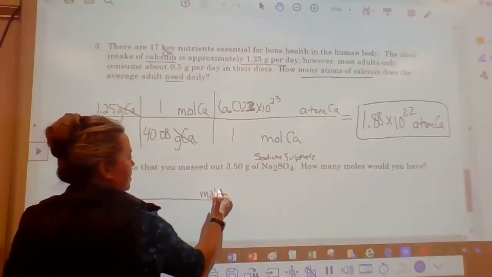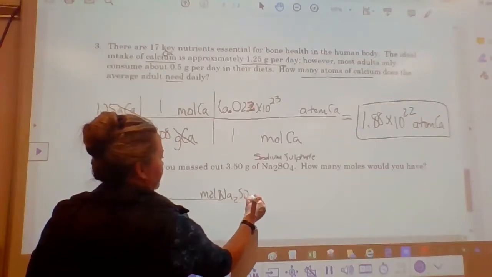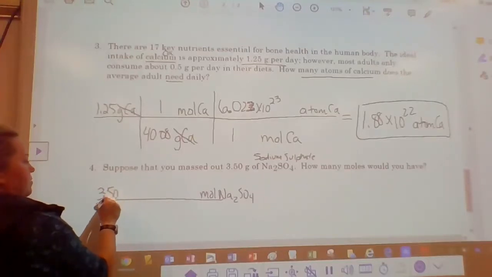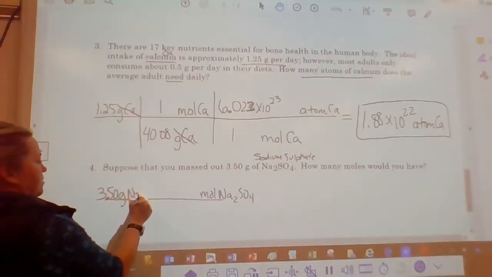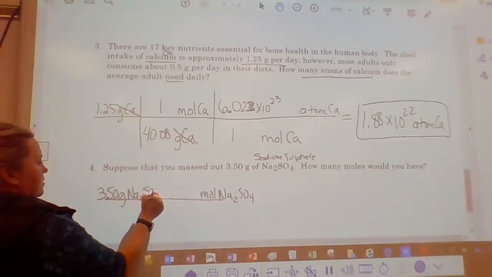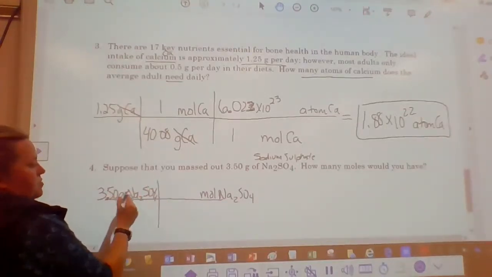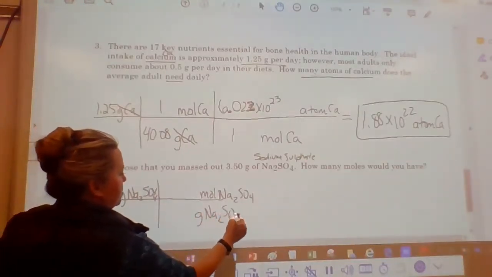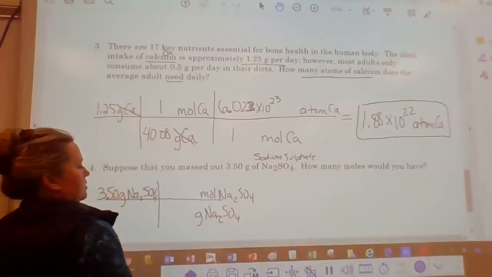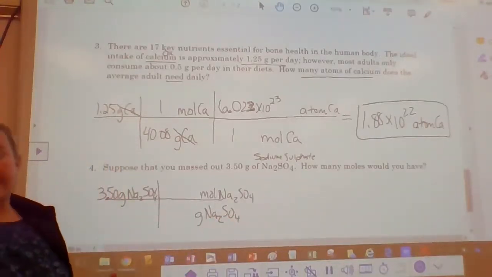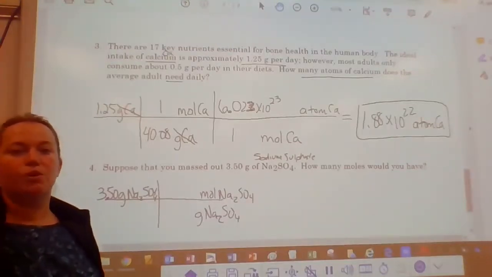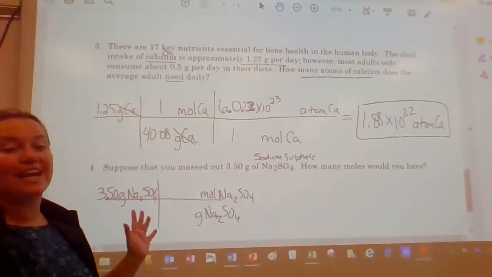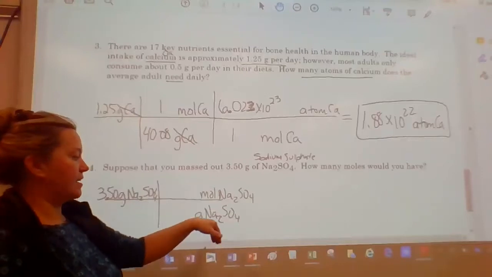I'm looking for moles of sodium sulfate, and I'm given 3.50 grams of sodium sulfate, Na2SO4. I want grams of sodium sulfate to cancel. Do I know the relationship? Yes. I know the relationship because I can relate grams to moles using the molar mass of the substance. Because this is a compound, I'm going to need to first calculate that molar mass of that compound.